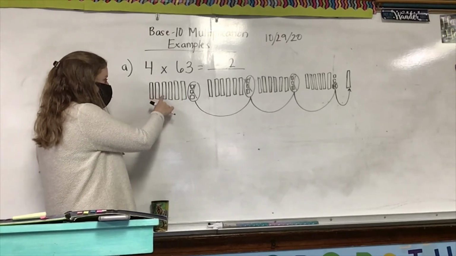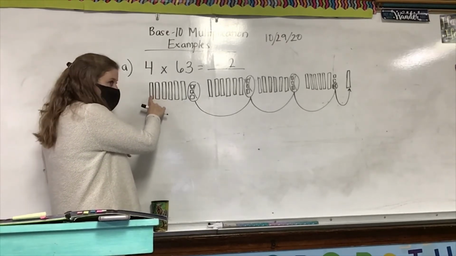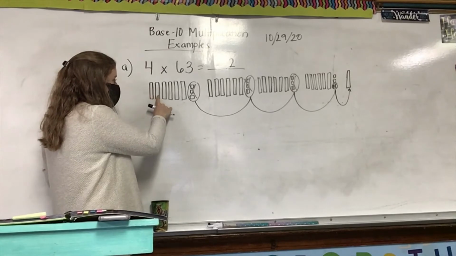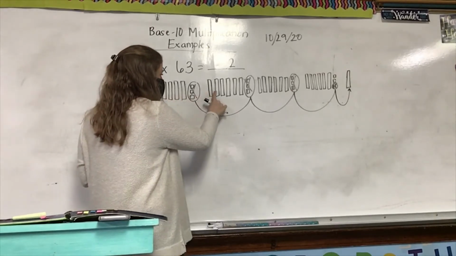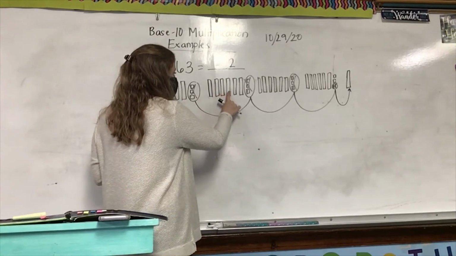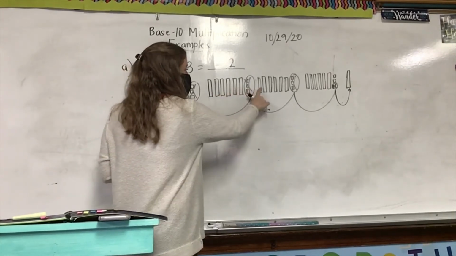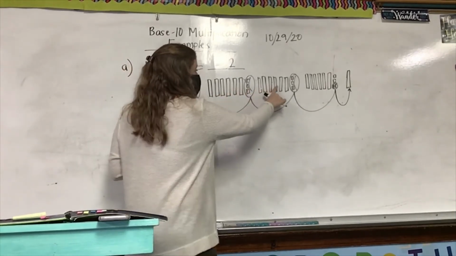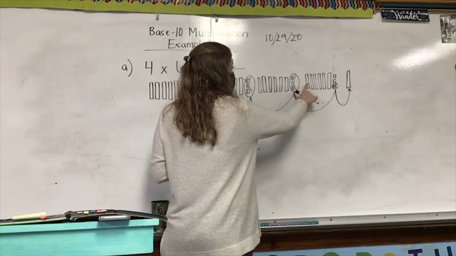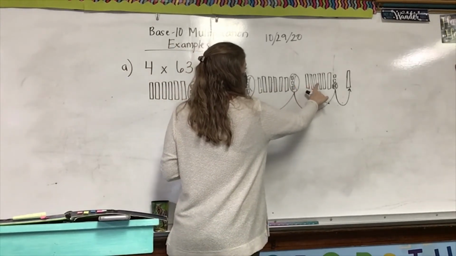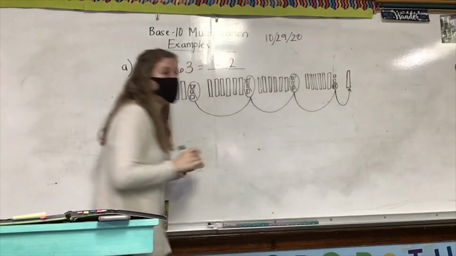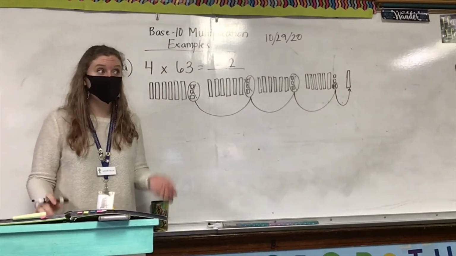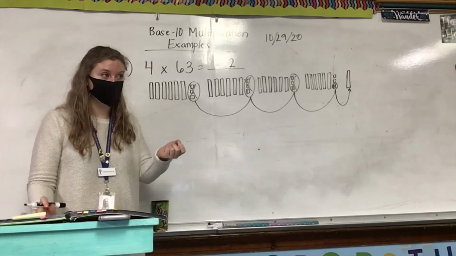1, 2, Zadie, do. Count the tens. 1, 2, 3, 4, 5, 6, 7, 8, 9, 10, 11, 12, 13, 14, 15, 16, 17, 18, louder. 19, 20, 21, 22, 23, 24, 25. I have 25 tens. Can I put 25 in the tens place?